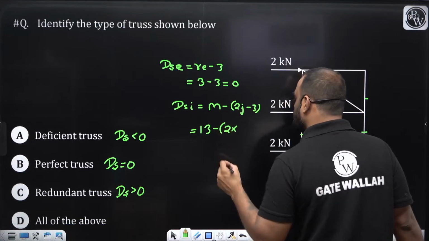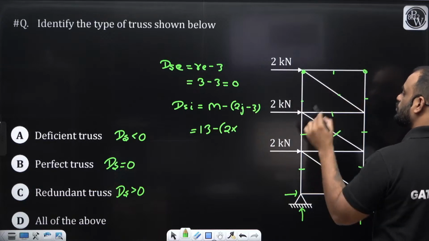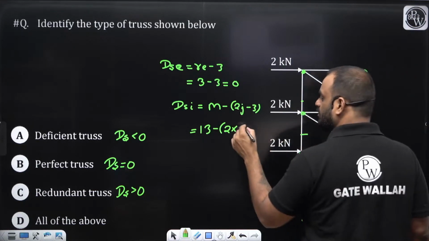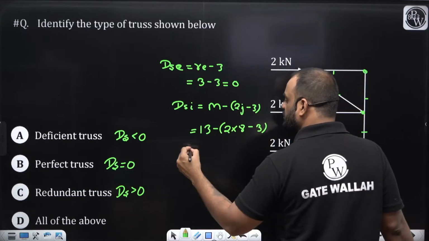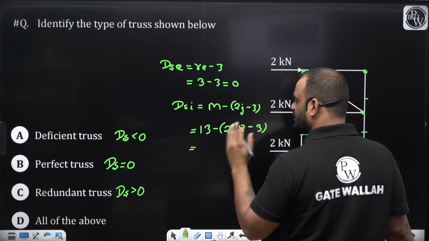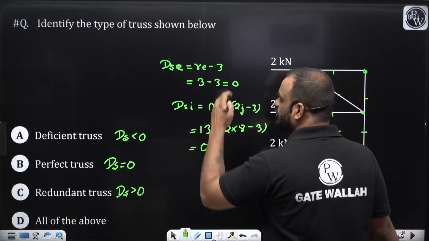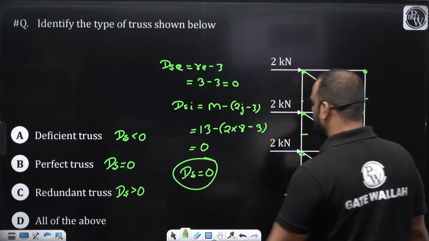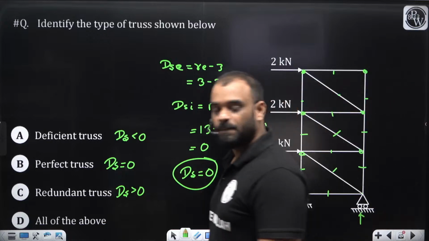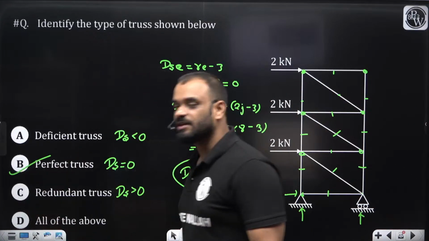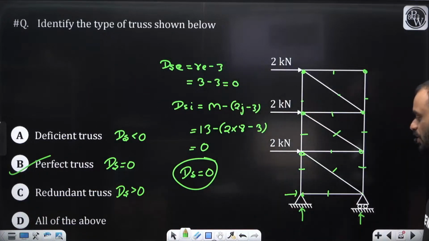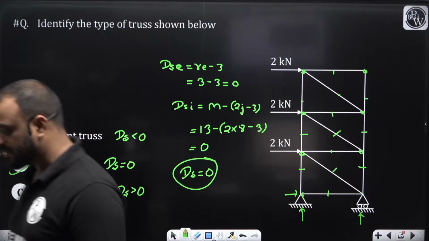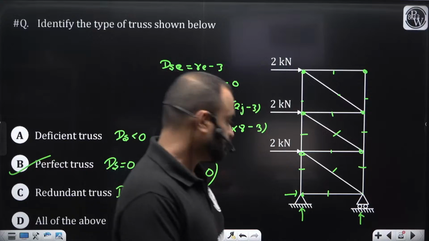Minus 2J. How many joints we have? 1, 2, 3, 4, 5, 6, 7, 8. So guys, if we solve it, 16 minus 3, 13, 13 minus 13, it is 0. So 0 plus 0, it is equal to 0, guys. That means this is a perfect truss. So B is the correct answer for this particular question. I hope all of you are able to understand how to find out the value of DS for this particular truss.